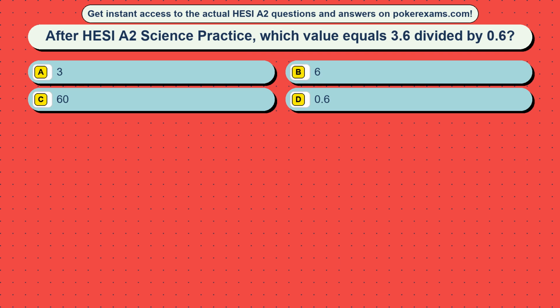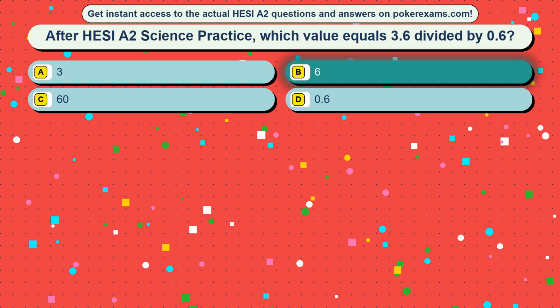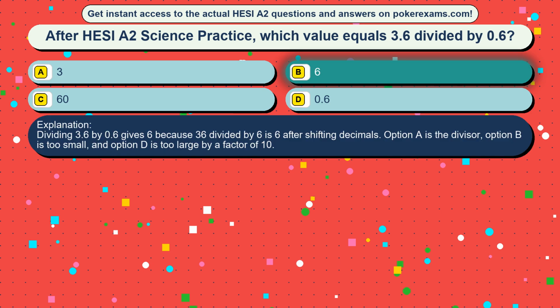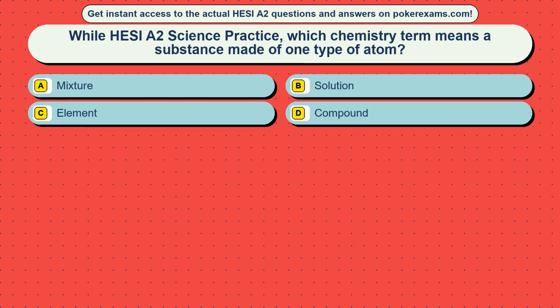Question 46. After HESI A2 Science Practice, which value equals 3.6 divided by 0.6? Option A, 3. Option B, 6. Option C, 60. Option D, 0.6. The correct answer is option B, 6. Dividing 3.6 by 0.6 gives 6 because 36 divided by 6 is 6 after shifting decimals. Option A is half the answer, option C is too large by a factor of 10.